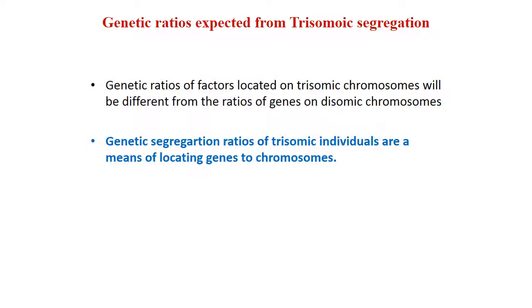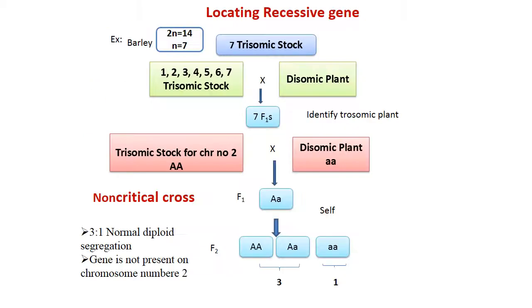Genetic ratio expected from trisomic segregation. The genetic ratio of a factor located on trisomic chromosomes will be different from the ratio of genes on a disomic chromosome. Genetic segregation ratios of trisomic individuals are a means of locating genes on chromosomes. This is how locating a recessive gene is observed.